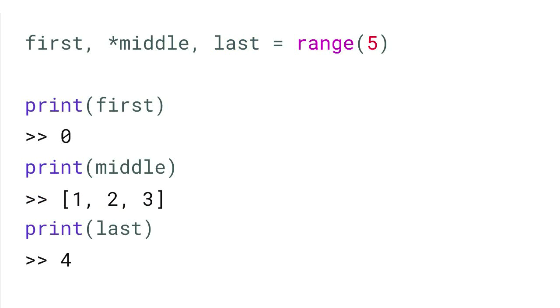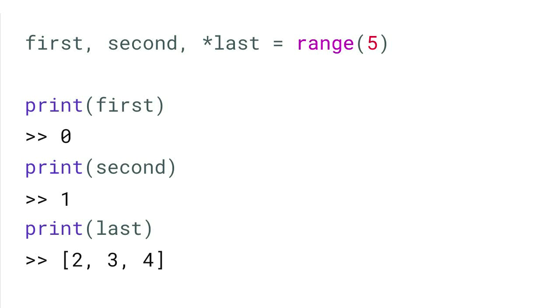And it doesn't matter where I use that, right? As long as everything balances, I can't have more variables on the left than the thing that's on the right. And I can only use one star. So only one of those variables can be starred in this kind of expression. But Python will figure out what I want to do.